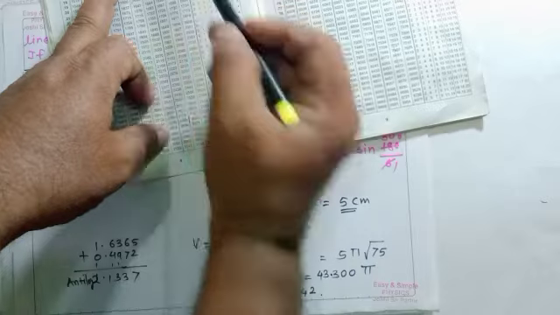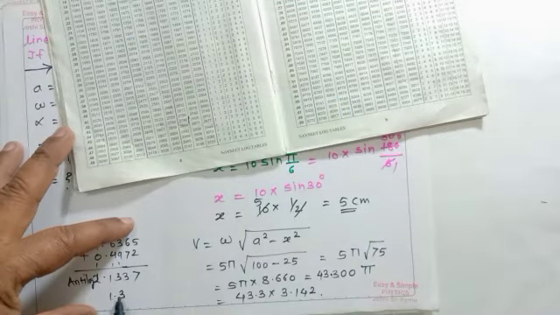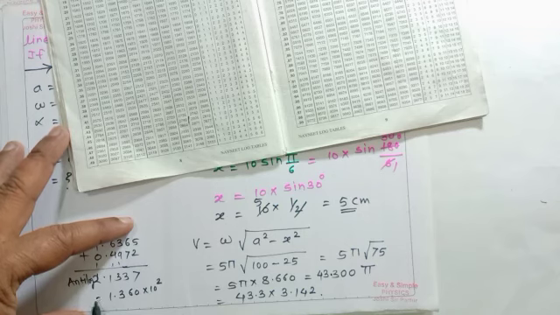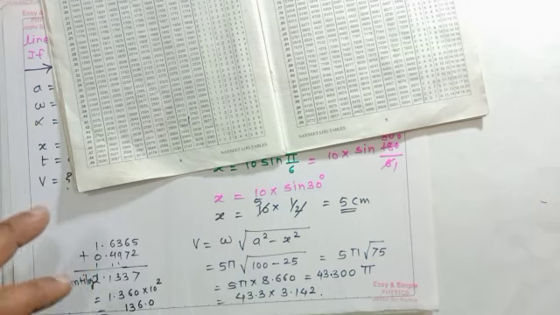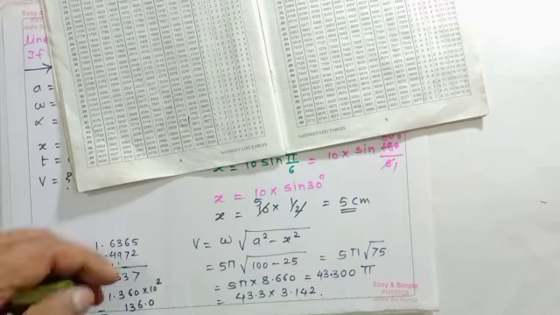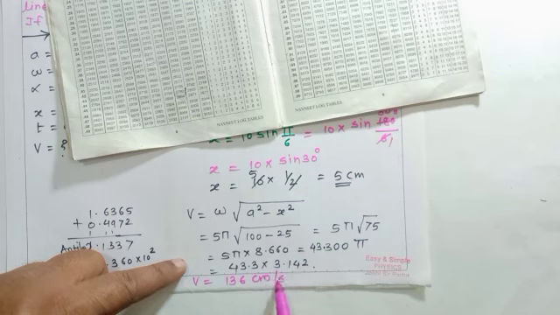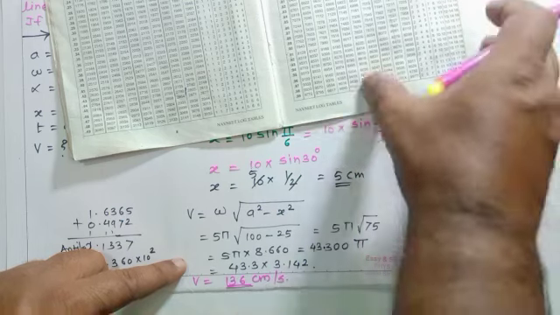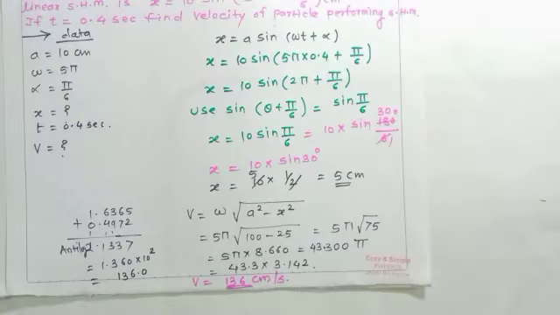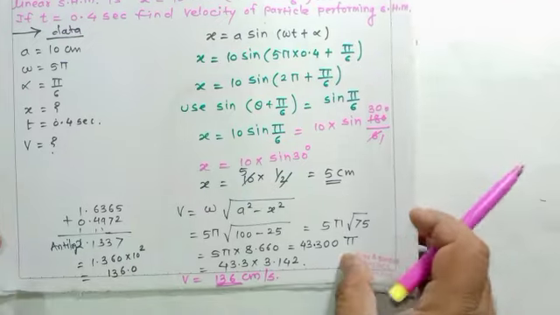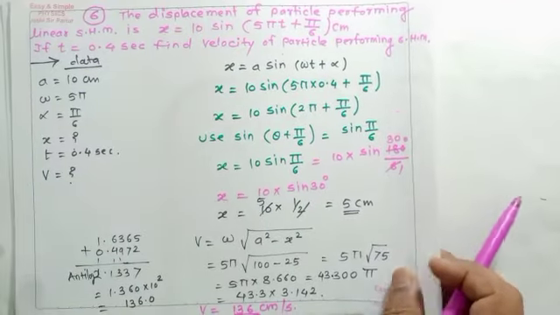So 1.360 into 10 to the power 2. So it becomes 136.0. So the answer will be the velocity of the given particle, v equal to 136 centimeter per second. This 136 centimeter per second will be the answer for the given example.